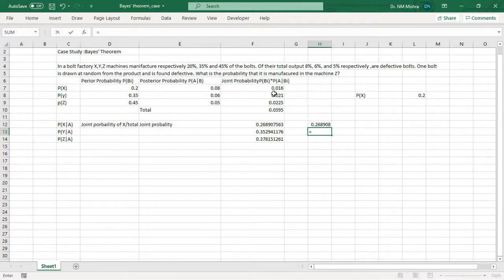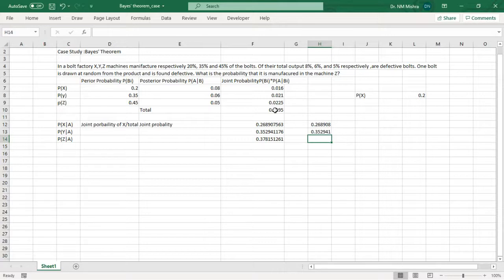Similarly, you can find out joint probability of Y. How many percentage are defective pieces which are coming from Y machine. So that you got it from F8 cell and divide by total defective piece. And this many percentage are there which is defective from Y. So what is the chance that the defective piece which you picked up randomly is from the Y machine? That is 0.35. Means 0.35 means you have to multiply by 100. So 35% chance is there it is from Y machine.